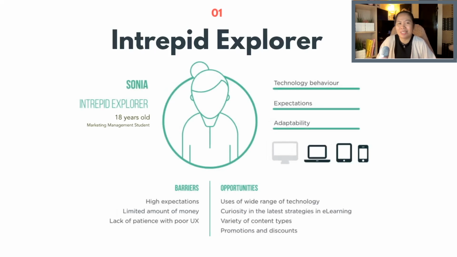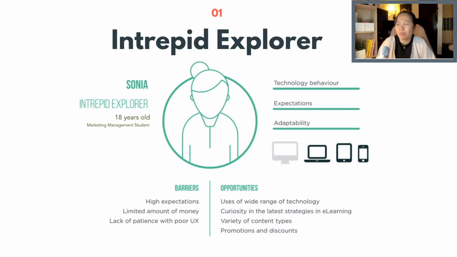So the user persona here is Sonia. Sonia is considered as an intrepid explorer. She's 18 years old, and she's a marketing management student. Her pain points: she has high expectations but limited amount of money and lack of patience with poor UX. Now, in terms of technology behavior, it's perfect. Expectations are very high too. Adaptability is very high too.